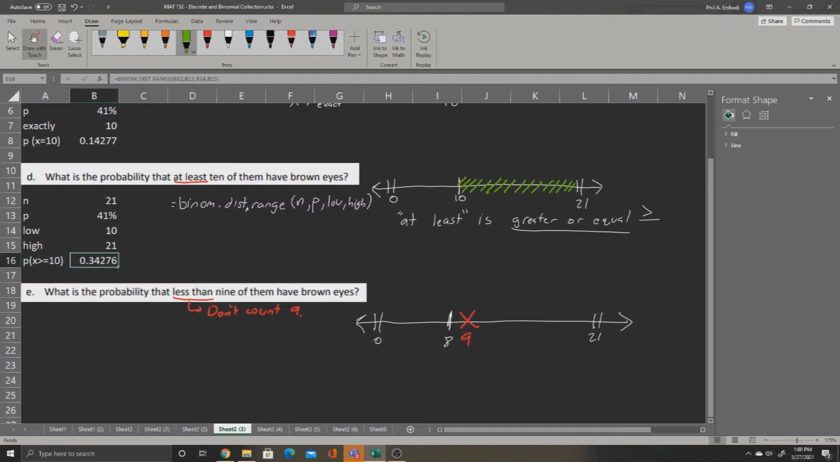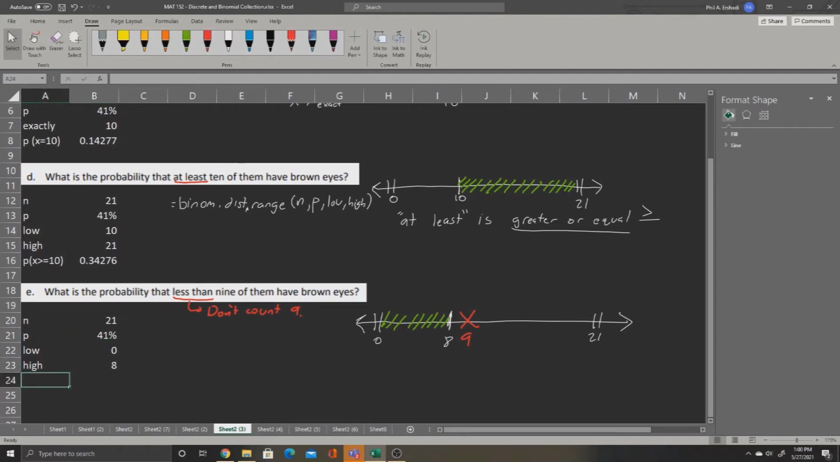However, we want to go less than 8, not greater than 8, so we'll shade in green the area between 0 and 8. Now the setup is similar to what we've already done. We'll have n, p, low, and high. The n will be 21 still, the probability will still be 41%. The low number is now 0, and the high number is now 8.